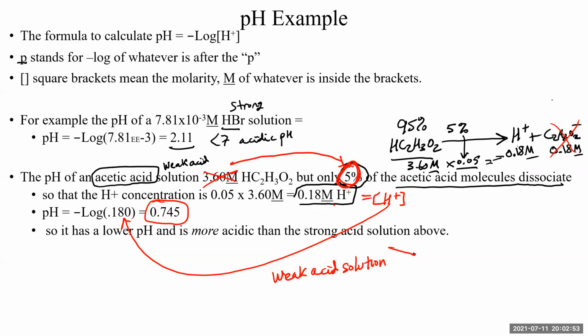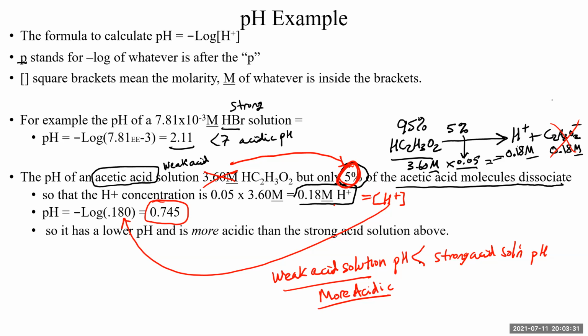The weak acid solution was more acidic. Weak acid solution pH was less than the strong acid solution pH. So the weak acid solution was more acidic. Remember, a lower pH means more acidic. It didn't lose, it won, right? It won the acid contest because it had a lower pH. It's like golf. The lower your score, the more you win. I don't play golf, but that's my understanding anyway.